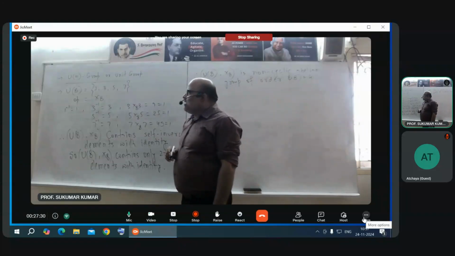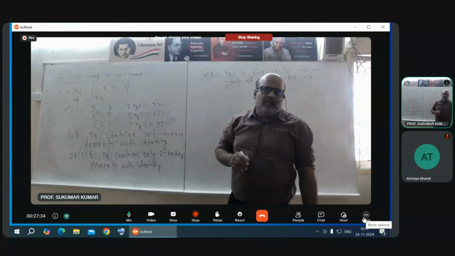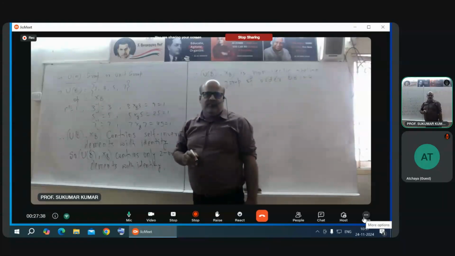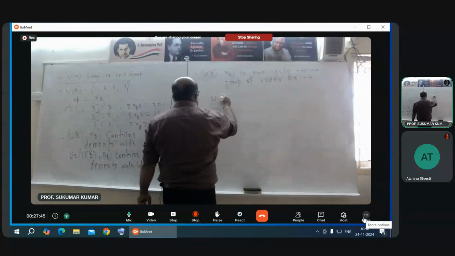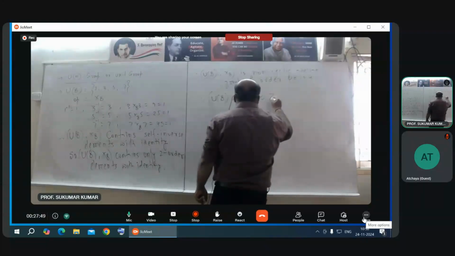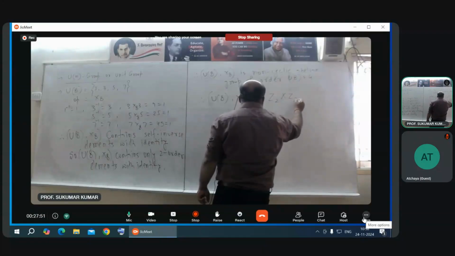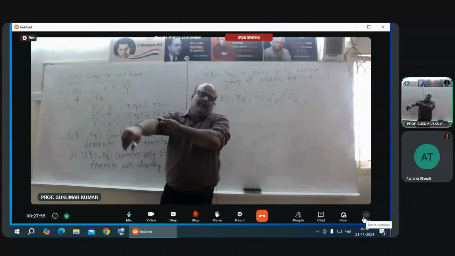So like that, any group we saw already, containing only order 2 elements, a 4 order abelian group. Yesterday we saw. We can write finally U of 8 is isomorphic with Z2 cross Z2. Yesterday we saw, no? Z2 cross Z2 contains only order 2 elements.